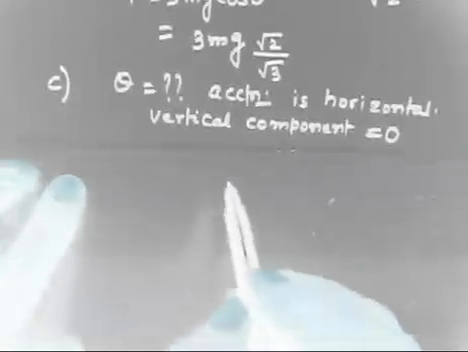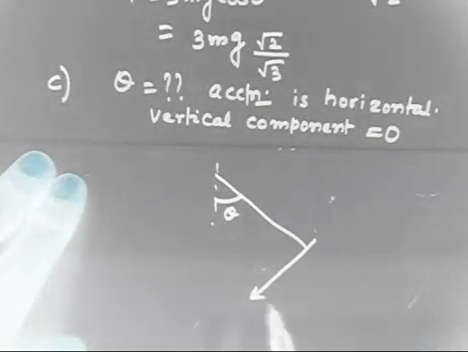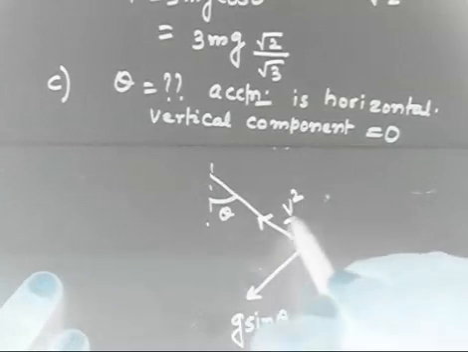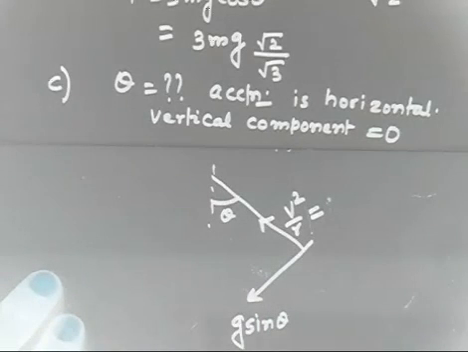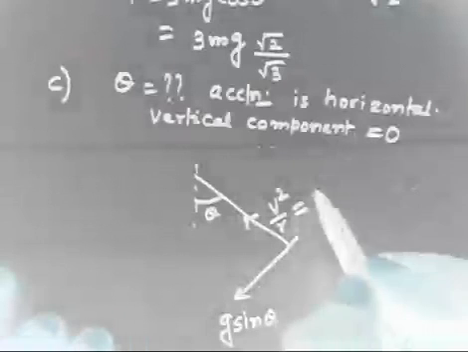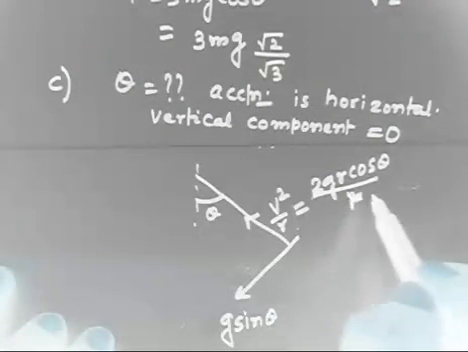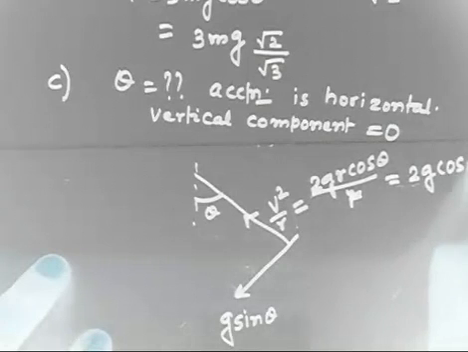If I take this block at any point of time, at angle theta, it has one acceleration in this direction, that is g sin theta, and one more acceleration in this direction, v square by r. And v square I have already derived. At any theta, v square is given by 2gr cos theta. So this becomes 2gr cos theta by r. Are you getting? So this is simply 2g cos theta.